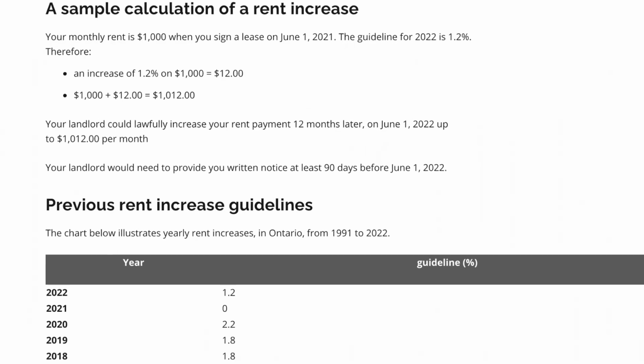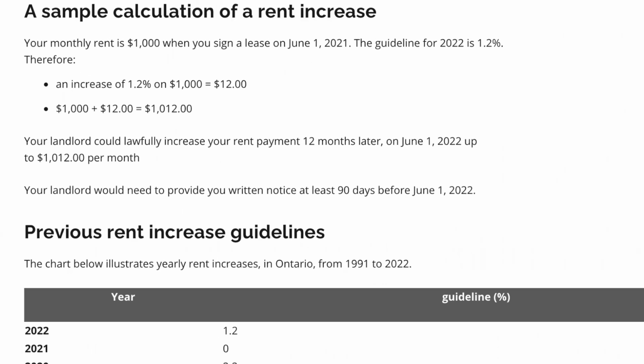Now, if you have existing tenants on the property, I strongly recommend looking into the law in terms of what constitutes a legal rent increase. Currently, the projected rent increase for Ontario in 2022 is 1.2%, and there can be serious fines if you decide to overcharge your tenants. So this is just something to be mindful of.